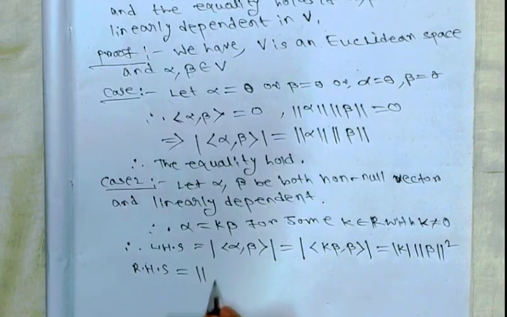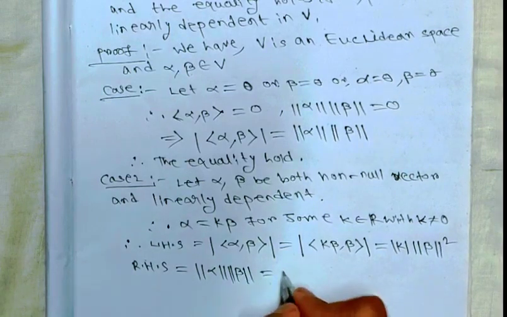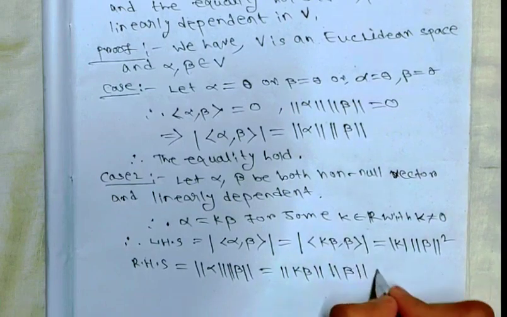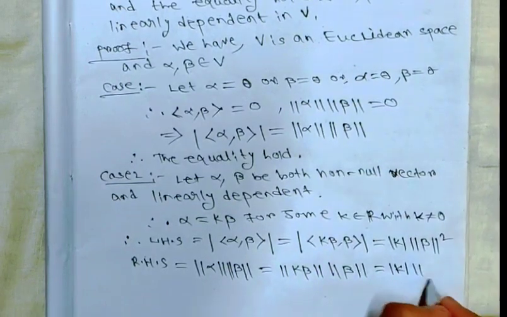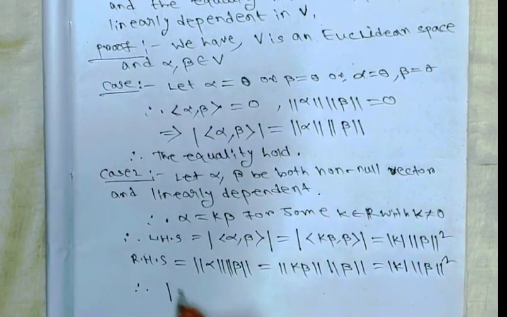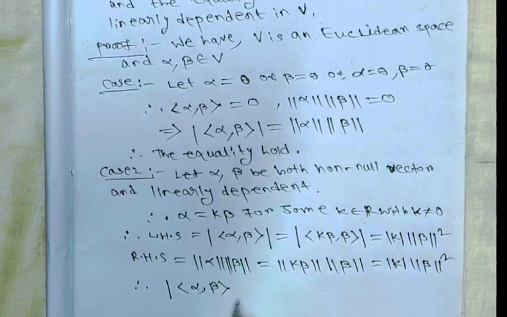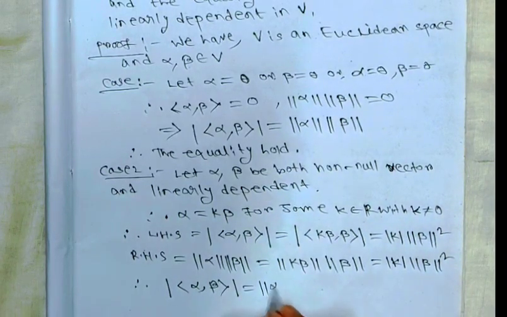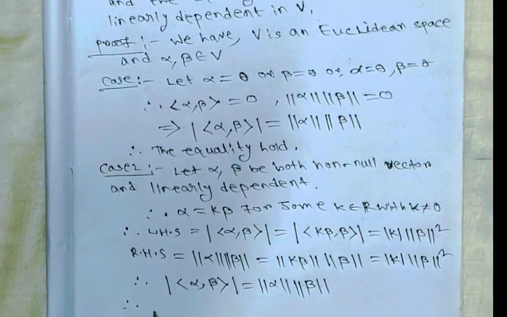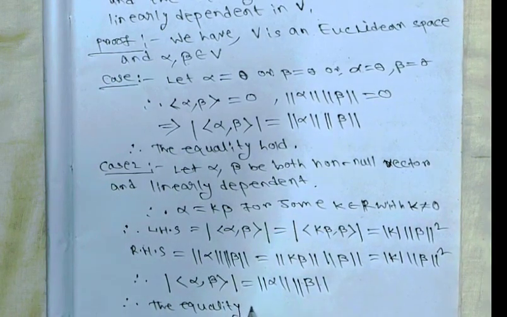RHS equals norm alpha into norm beta, which equals norm of k beta into norm beta, that is equal to mod k into norm beta square. Now we can see that LHS equals RHS. Therefore the modulus of the inner product of alpha, beta equals norm alpha into norm beta. Therefore the equality holds.